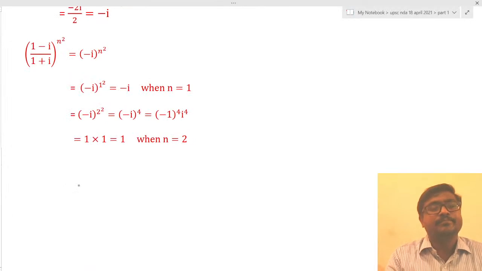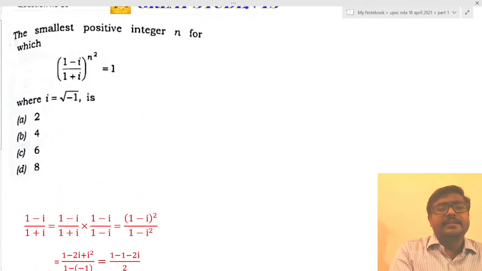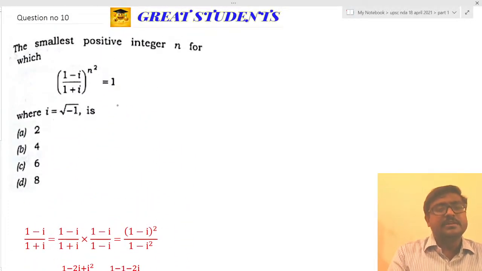That is the 10th question. The 10th question is also a complex number based question. The smallest positive integer n for which ((1 minus i) by (1 plus i)) whole power n square is equal to 1. It is given like that. Okay. Now i is the square root of minus 1. So it is a complex number.